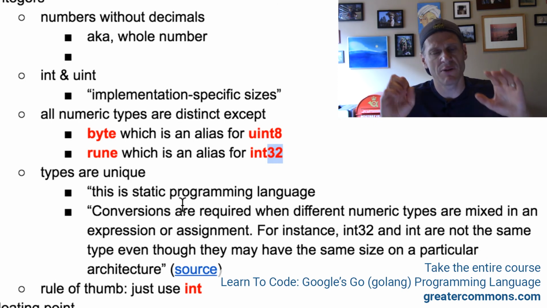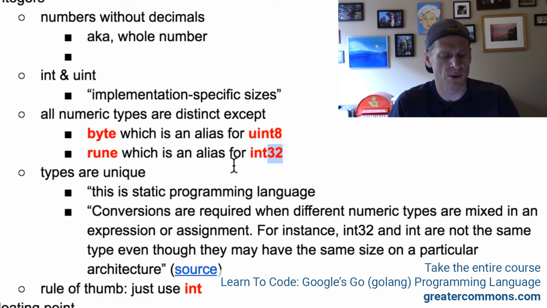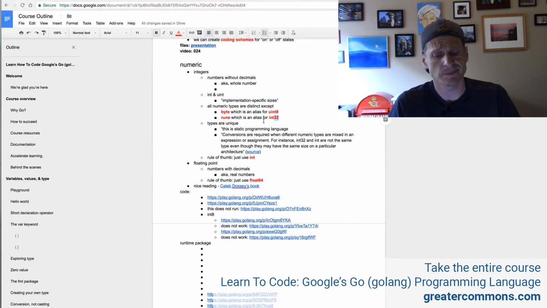But since each character can be up to 4 bytes, with 4 bytes, 4 times 8, you need 32 bits. And so for each character, and a rune is another way to say character, for each character you need 32 possible bits. And so that's why a rune is an alias for int32.